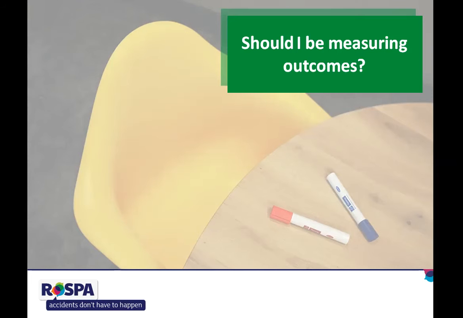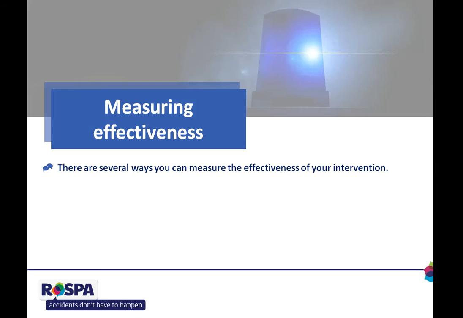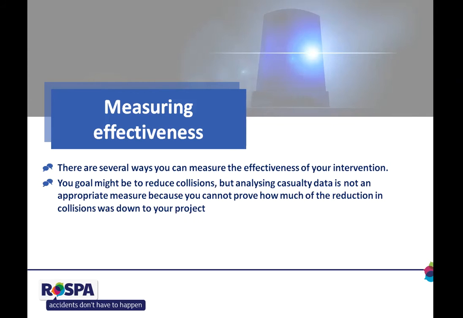So, you might want to focus on measuring the effectiveness of a road safety intervention if you have done some testing and already know what the intervention is going to look like, or if the intervention has already been delivered for some time. There are several ways in which you can measure the effectiveness of your intervention. But be warned that although an overall goal of your project might be to reduce casualty rates, analysing casualty data is unlikely to be an appropriate measure to determine the effectiveness of your project. This is because you cannot pinpoint whether and how much of the reduction in casualty rates was due to your project.